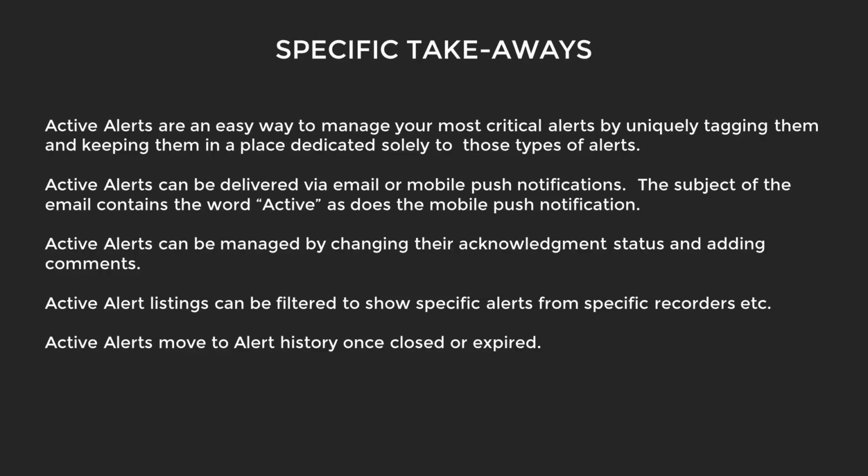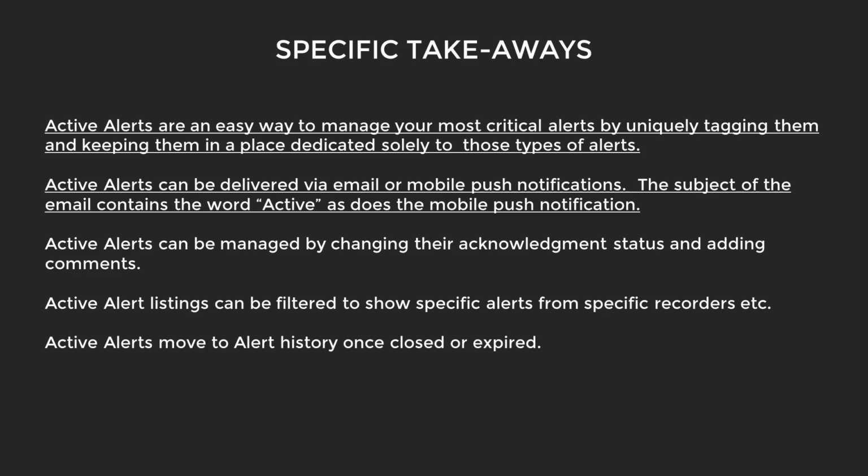A few specific takeaways to consider here, please. Active alerts are an easy way to manage your most critical alerts by uniquely tagging them and keeping them in a place dedicated solely to those types of alerts. Active alerts can be delivered via email or push notification. The subject of the email contains the word active, as does the mobile push notification. Active alerts can be managed by changing their acknowledgement status and adding comments. Active alert listings can be filtered to show specific alerts from specific recorders, etc. Active alerts move to alert history once closed or expired.